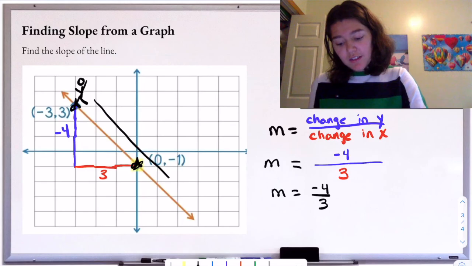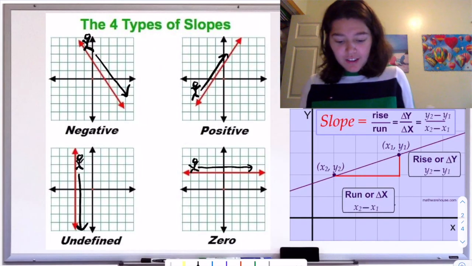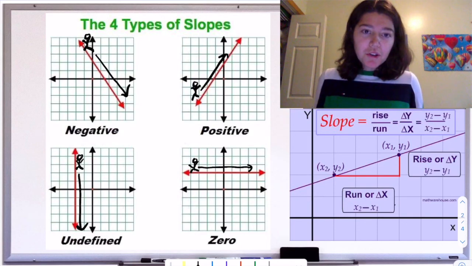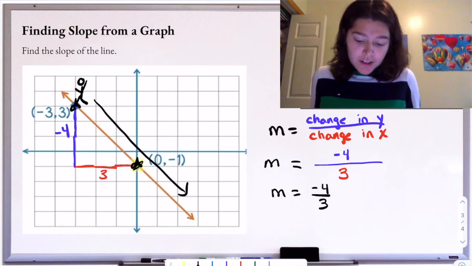It's going to go down the hill. Guys, when we're going to go down the hill, then just like we had here, that's going to be a negative slope. So we know we're good here when it's negative 4/3. Right? All right, so that's all it is.